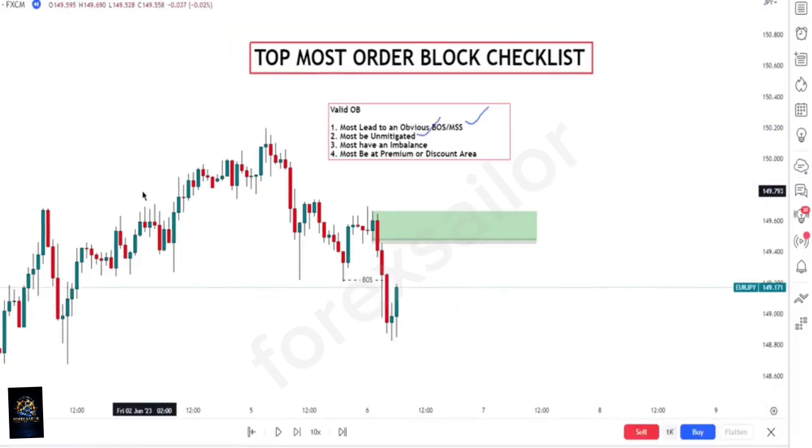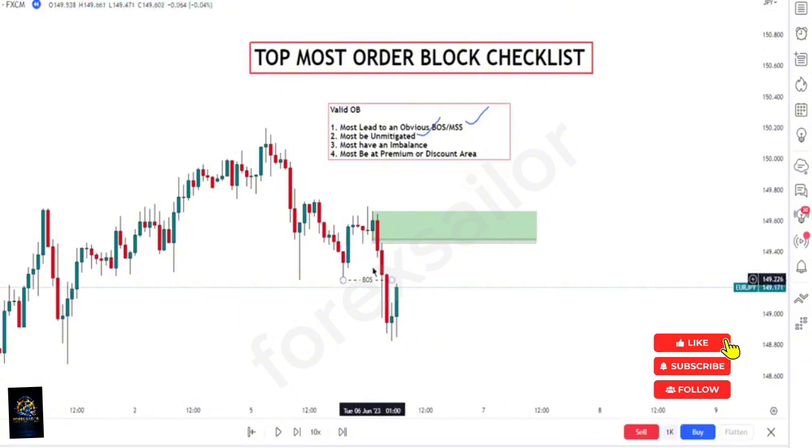You can check ICT's channel if you want to learn everything about ICT, but what I'm showing you right here is explaining it in detail for you. So you can actually see that price moved from here to here.